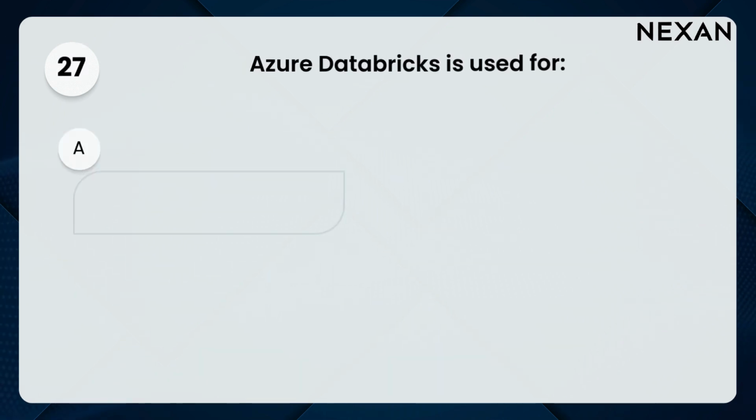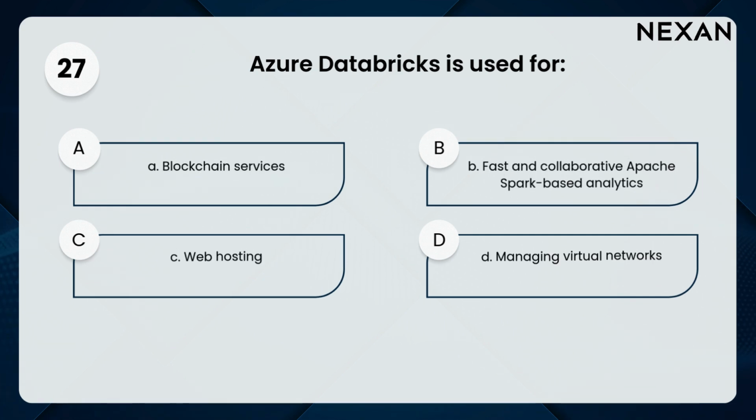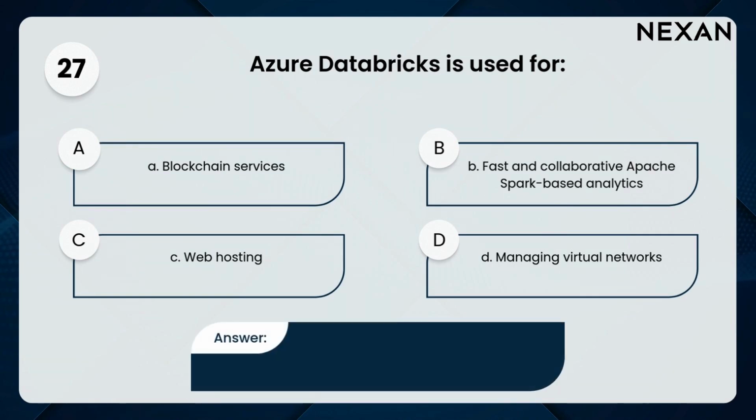27. Azure Databricks is used for A. Blockchain services, B. Fast and collaborative Apache Spark-based analytics, C. Web hosting, D. Managing virtual networks. Answer: B. Fast and collaborative Apache Spark-based analytics.